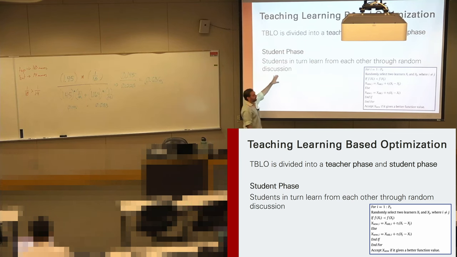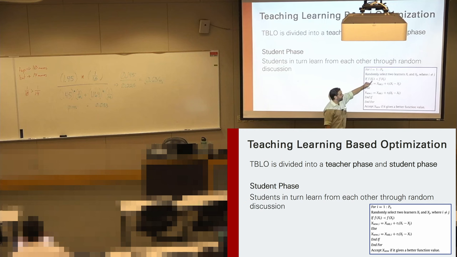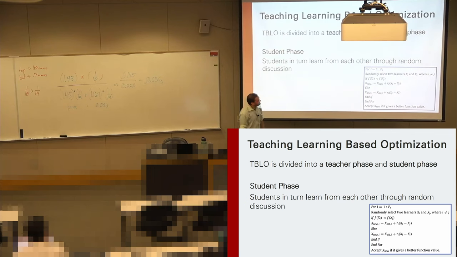Oh, well, depending on who did the better job, function x of i against function x of j, compare my students, who had the better job? If x of i had the better job, or sorry, if x of j had the better job, x of i updates. Otherwise, x of j updates, or something like that. And we keep on going with this exact same process. Oh, yeah, there it is.